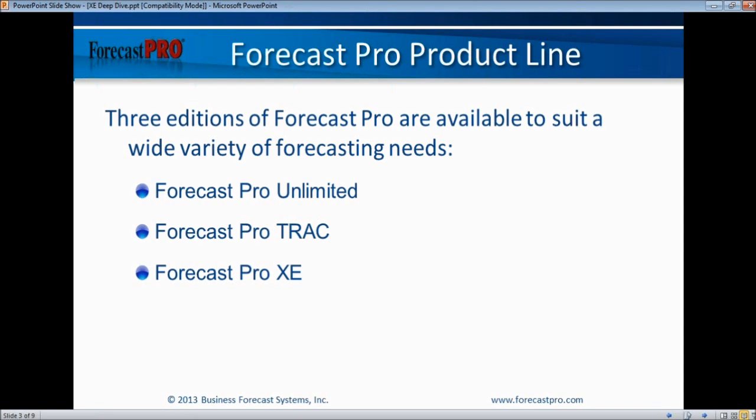The Forecast Pro product line actually has 3 different products. Our emphasis today is going to be on Forecast Pro XE, but there are 2 other versions, Forecast Pro Unlimited and Forecast Pro Track, and the 3 versions are really designed to satisfy different forecasting needs. Forecast Pro Unlimited and Forecast Pro Track are larger scale solutions, and they offer a lot more functionality in areas such as collaborative forecasting, forecast management, exception reporting, tracking forecast accuracy, and they're also designed to integrate with other systems like ERP systems or supply chain execution systems.